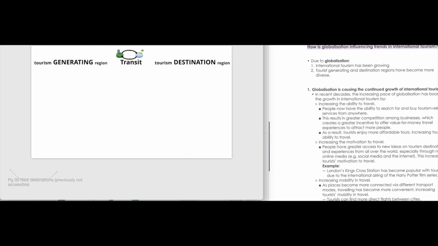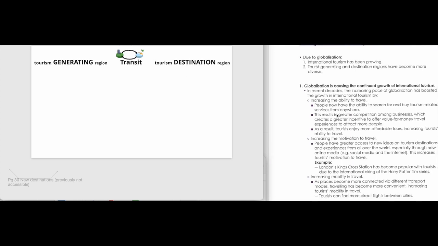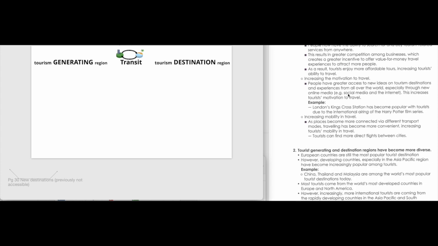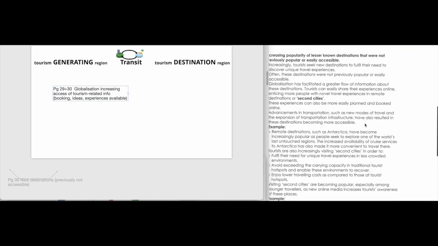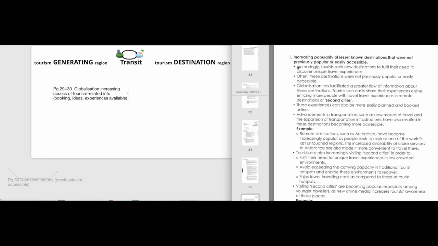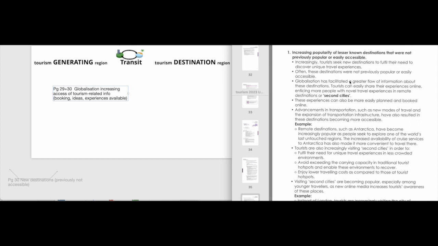Okay, so this idea of tourism globalization is mentioned over here. Because of globalization, it's easier to search for tourism related products. And it's also mentioned on page 30, globalization also drives demand. Why? Because there's increasing popularity, because it's easier for them to find out about the lesser known experiences.